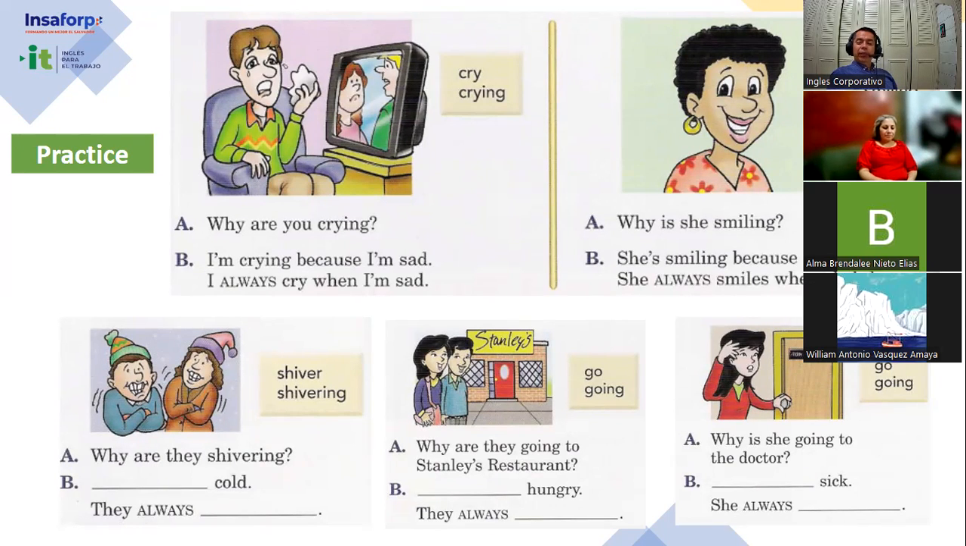Okay. We are with the woman here, with the doctor. Go and going, right? You just read the question. Why is she going to the doctor? Ada? She is going to the doctor. Because she is sick. She is sick. Again.